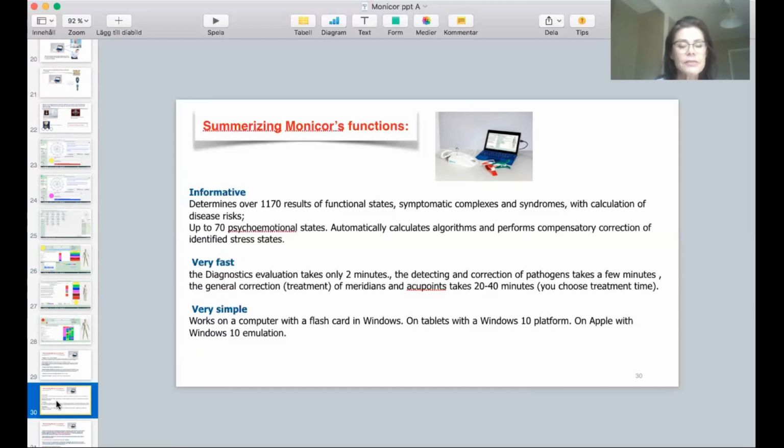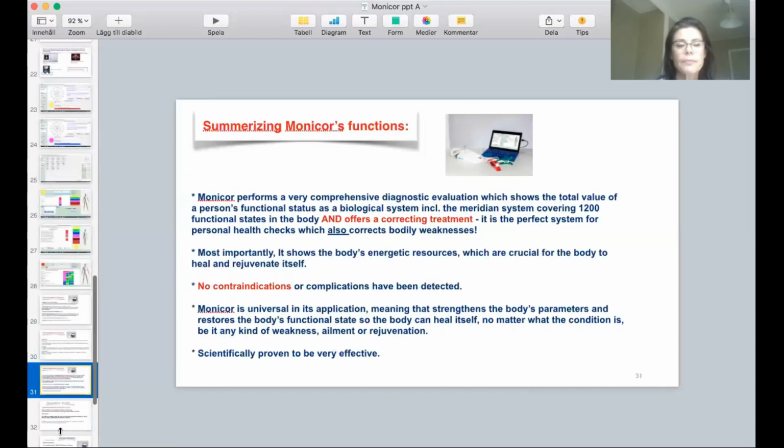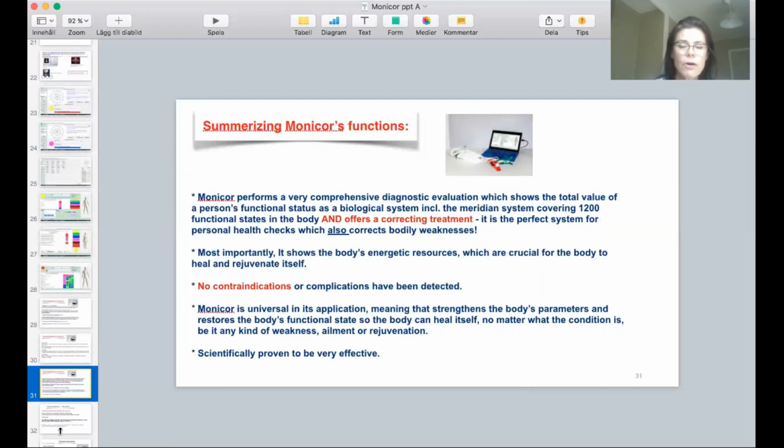And it's very simple because all the information is in the system. So you don't have to know anything about how the meridians flow or where the acupuncture points are. All you need is some basic knowledge of working with a computer, really. And you need a computer with a flash card in Windows. On tablets, you need a Windows 10 platform. On Apple, you need a Windows 10 emulation. So that's it. And the technical requirements are also on Lauren's website, so you can make sure that you have the right technical requirements before you get it.